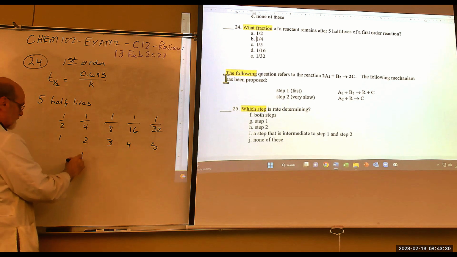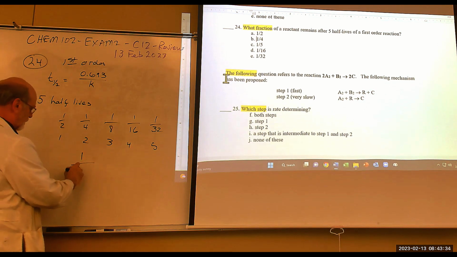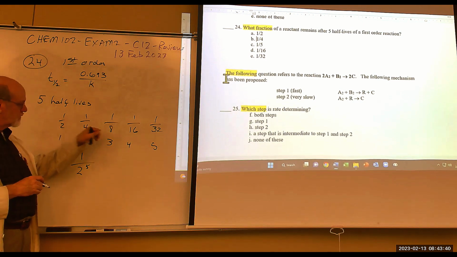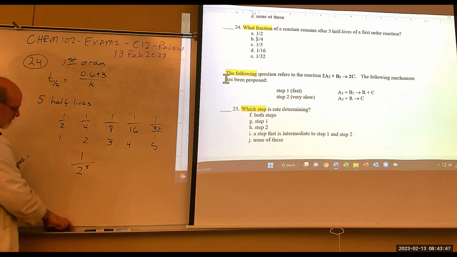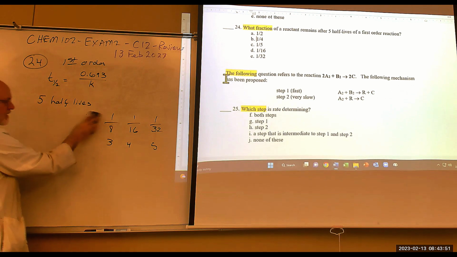The other way to do that is, mathematically speaking, your math teacher will probably do it this way. 2 to the 5 power. 2 times 2 times 2 times 2 times 2. 2 to the 5th power. And that should be 1/32. But I thought this explanation would be easier to grasp.